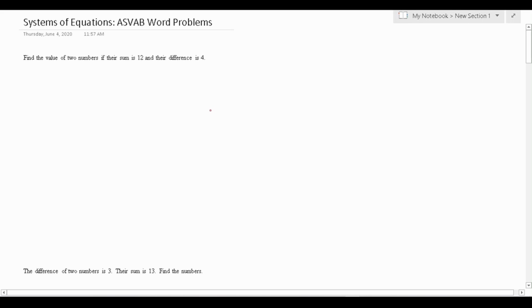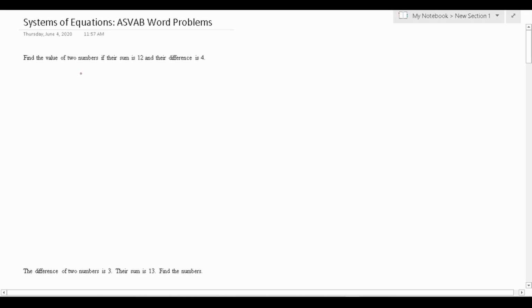The first question says, find the value of two numbers if their sum is 12 and their difference is 4. When I deal with systems of equations, I always like to use x and y as my variables. It helps remind me that we're dealing with equations of lines. But that said, you can use any two variables that you want. And I'll try to use different variables as we work through this video just to mix it up for you.